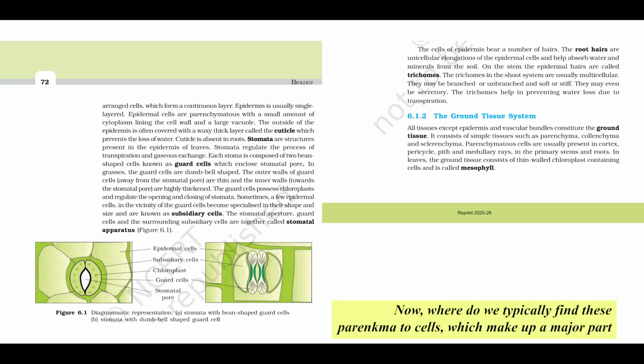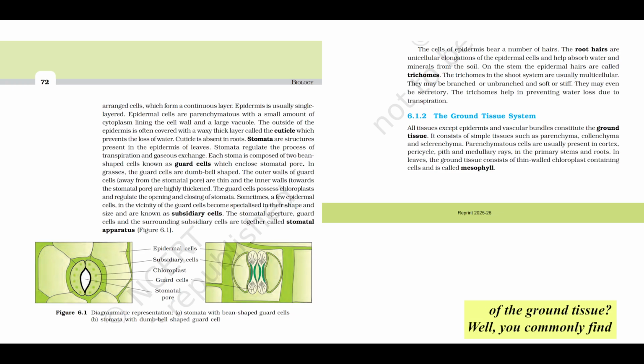Now, where do we typically find these parenchymatous cells, which make up a major part of the ground tissue? Well, you commonly find them in specific regions like the cortex, which is the region just beneath the epidermis. Also in the pericycle, an important layer inside the root. The pith, often found right at the center of stems, and the medullary rays, which help with radial transport within stems. These locations are typical for primary stems and roots.